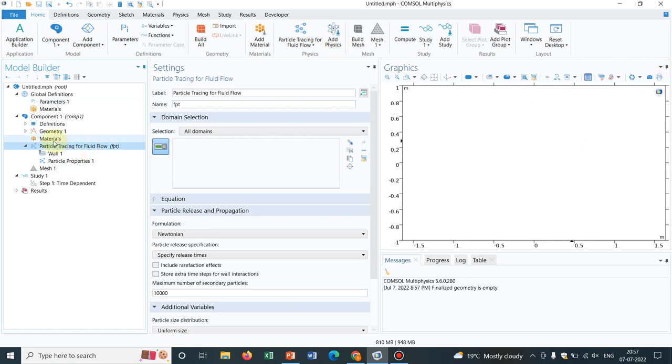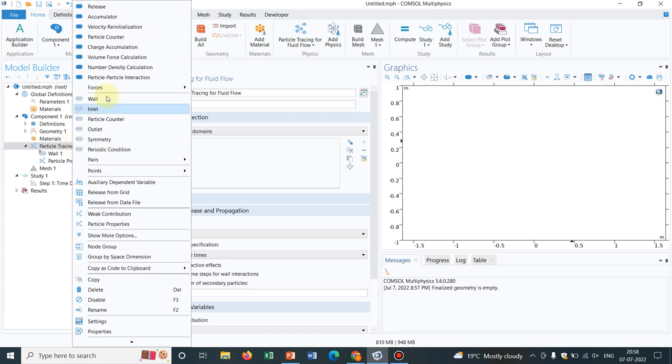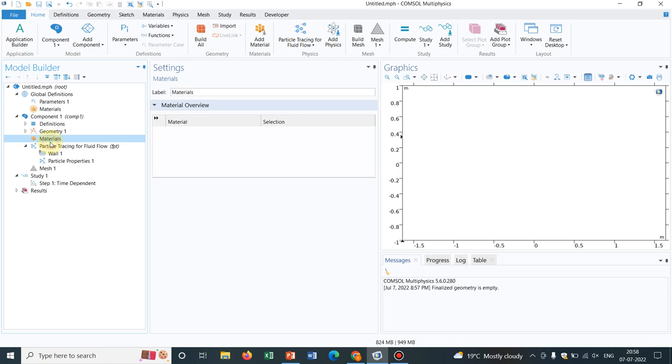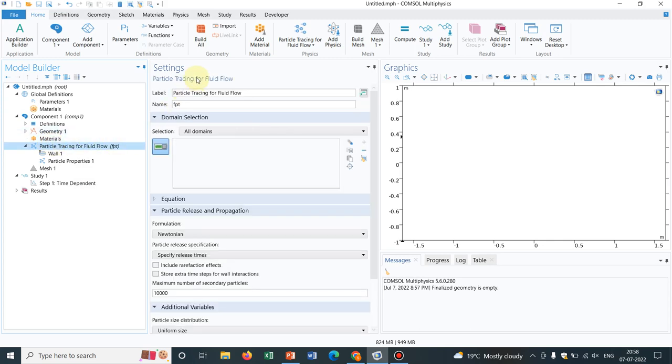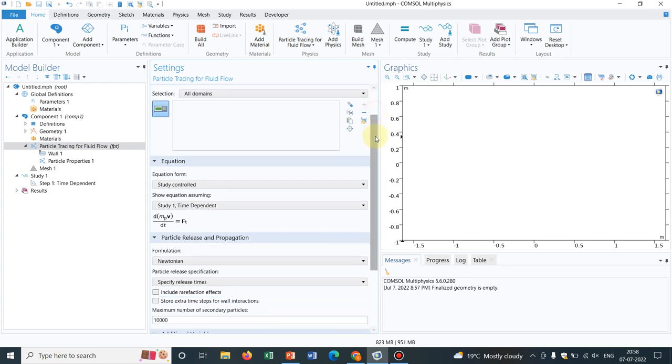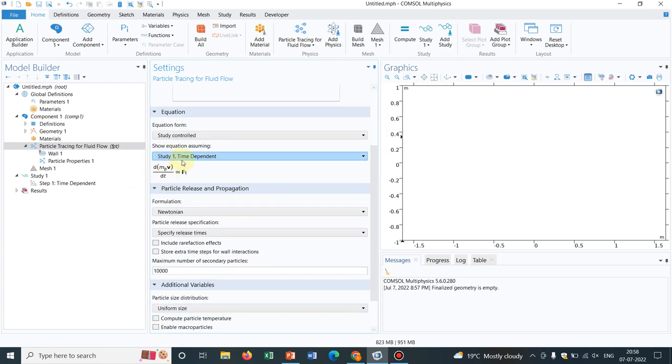Whenever you want to know something about a physics, you just have to right click on it and look for the options available. The most important thing is which equation it is solving under the physics. So initially you should look at the equation in the settings window. The equations are given. So let us look at the equation. So this is the equation.